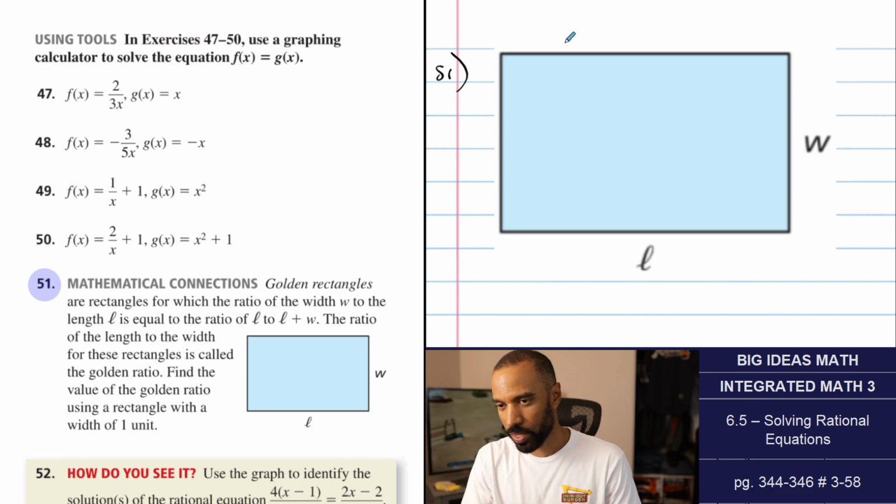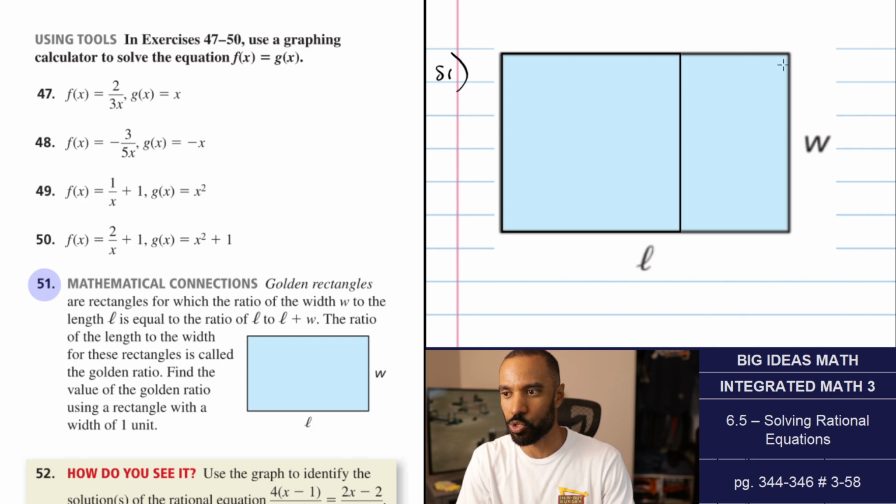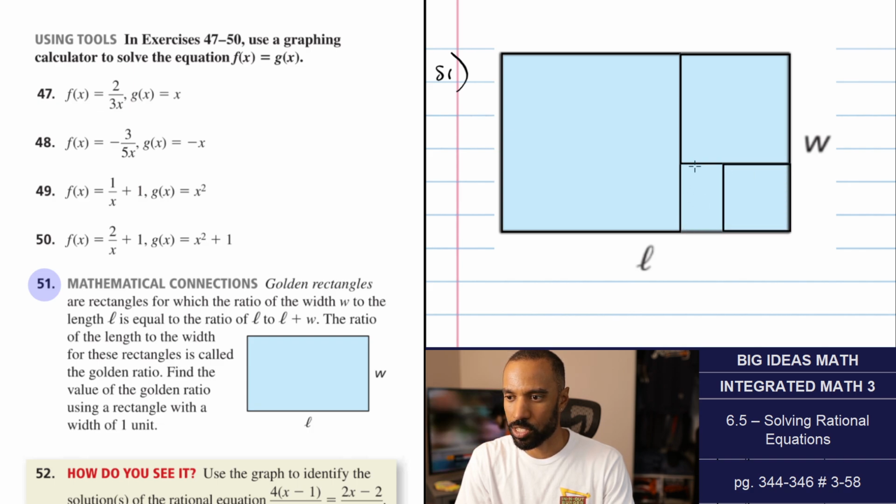Find the value of the golden ratio using a rectangle with a width of 1 unit. Okay. A different explanation is this. If I drew a square within here, this new rectangle right here has the same ratio as this rectangle right here. When I draw a square within here, this rectangle has the same ratio as this rectangle and this bigger rectangle. When I draw a square within here, this rectangle has the same ratio as this one, and that one.